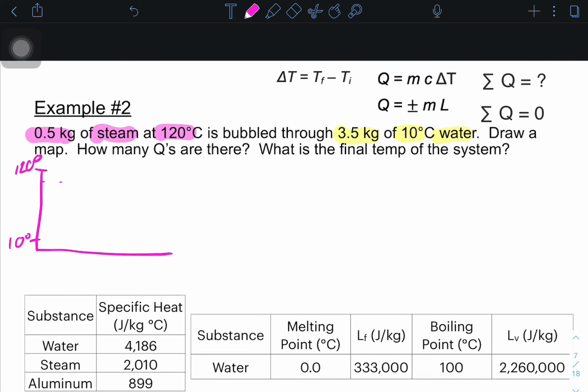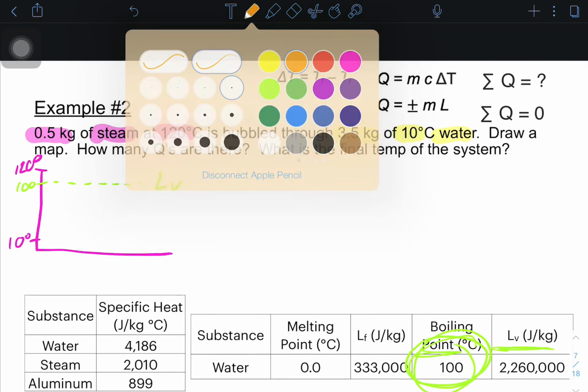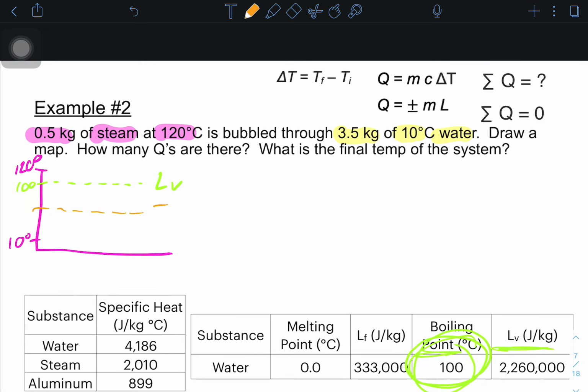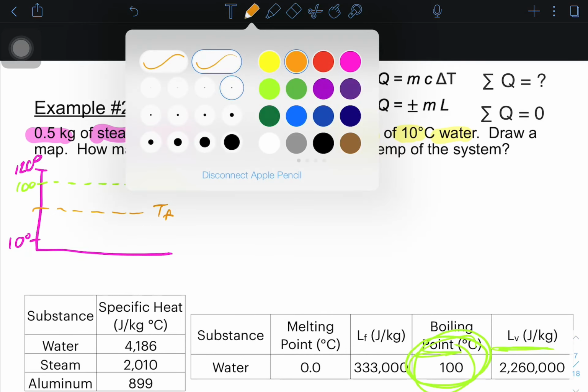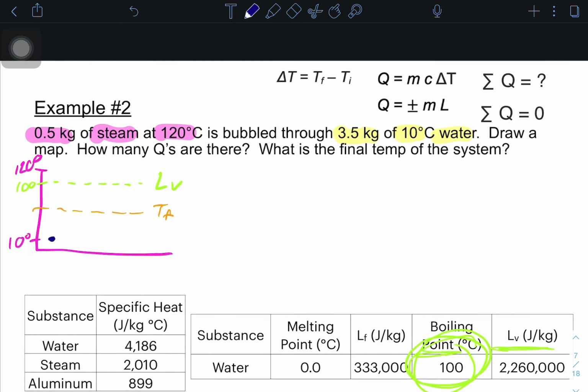There is a phase change that occurs of water at 100 degrees, right? We get water boiling, so that's going to be my latent heat of vaporization. And we can talk about whether it's positive or negative in just a moment. And then what happens is they are going to meet somewhere in between at something that we're just going to call TF. And then we can say my water starts there, my steam starts there.